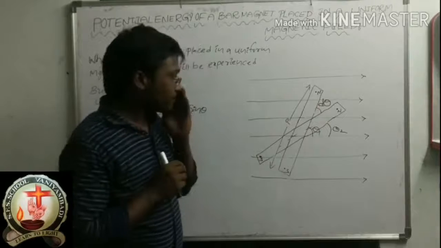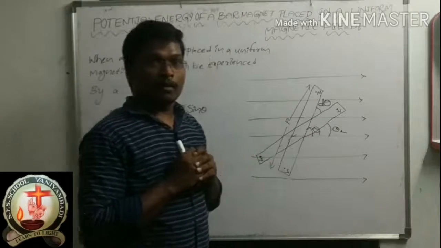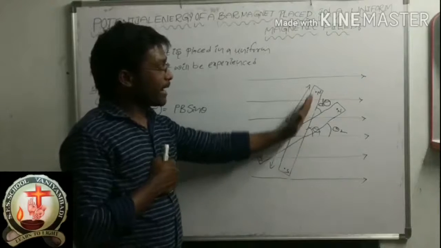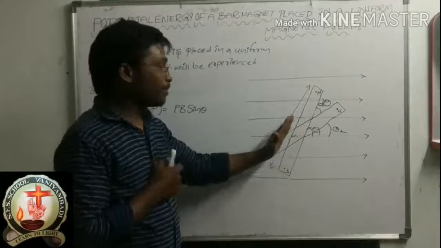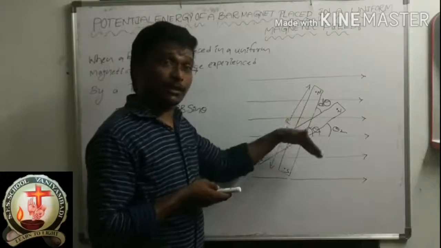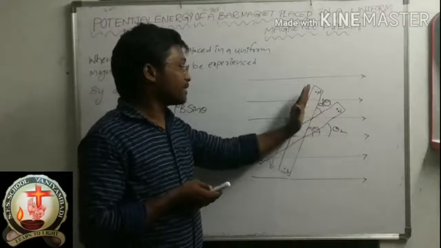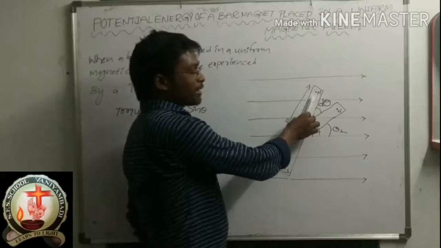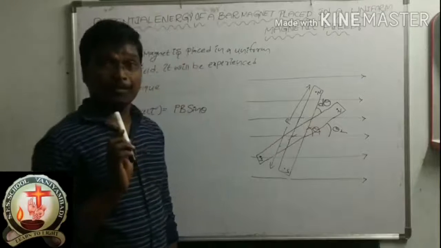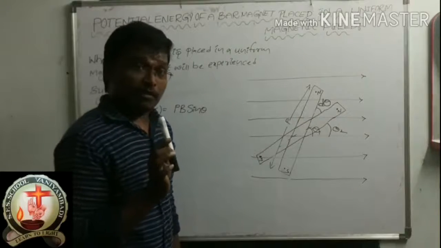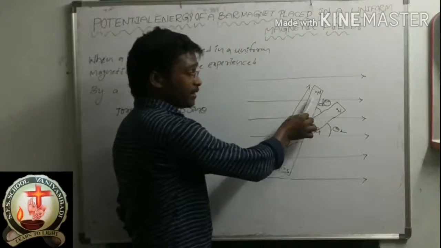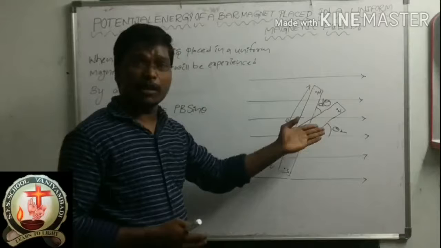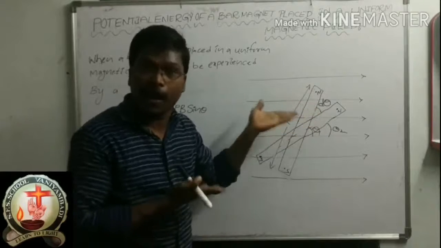Now here, the initial position of the magnet is this one. After experiencing torque, the magnet is rotated like this. So the initial position is this one, and after some time it is rotated like this, correct? Whenever the magnet is rotated from here to here, some work is done here.